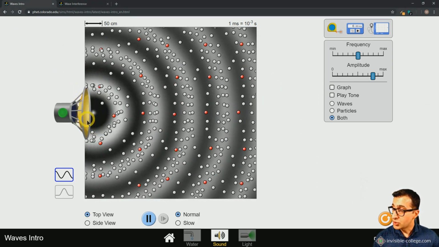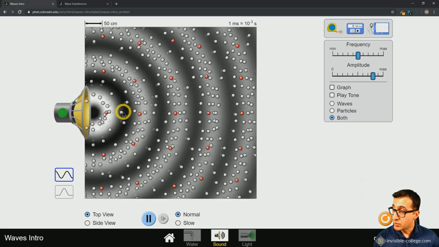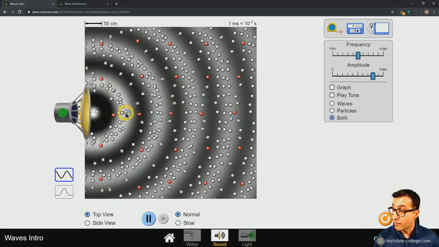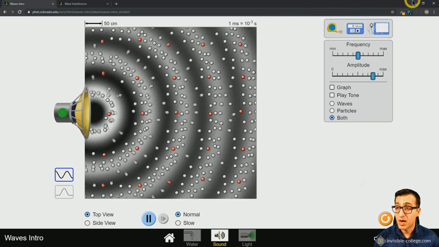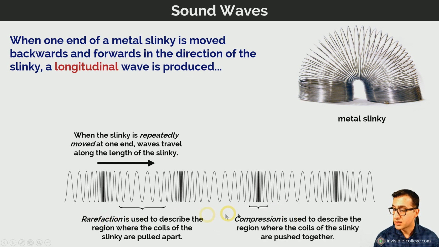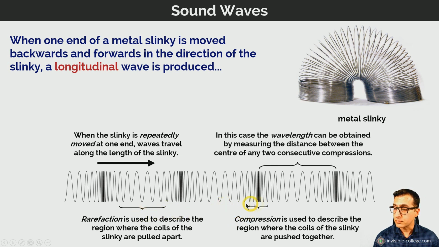So, longitudinal waves are composed of regions of compression where the particles are closer together and rarefaction where the particles move further apart, and this can be represented by means of using a slinky in this model here. So we have rarefactions and we have compressions, and this is the sort of language that examiners will expect you to use when you're describing sound waves.